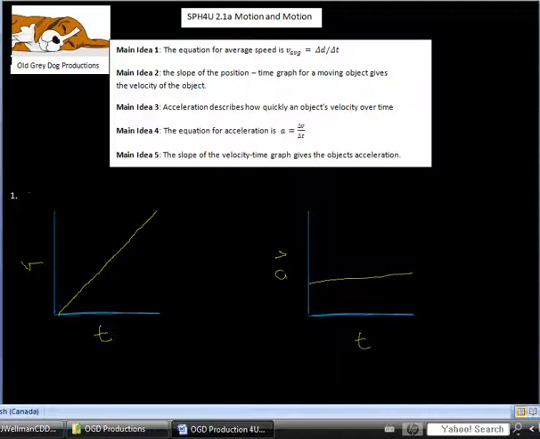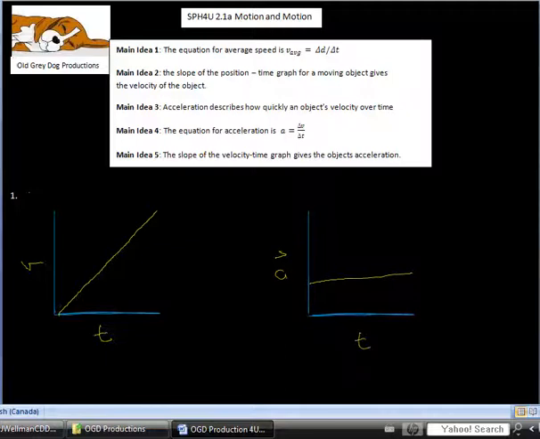Main idea number one, the equation for the average speed is your total distance divided by your total time. The slope of a position time graph for a moving object gives the velocity of that object. Acceleration describes how quickly an object's velocity over time changes. The equation for acceleration is your change in your speed divided by your change in time. The slope of a velocity time graph gives an object's acceleration.